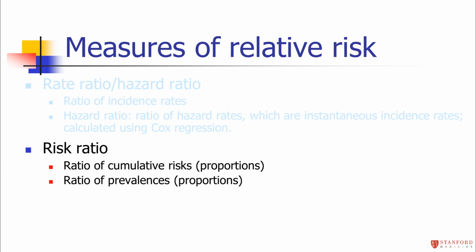If you divide two cumulative risks or two prevalences, we call that a risk ratio. Now, some people might call the ratio of two prevalences a prevalence ratio to distinguish it, but I tend to lump them together and call them all a risk ratio because cumulative risks and prevalences are both just proportions.